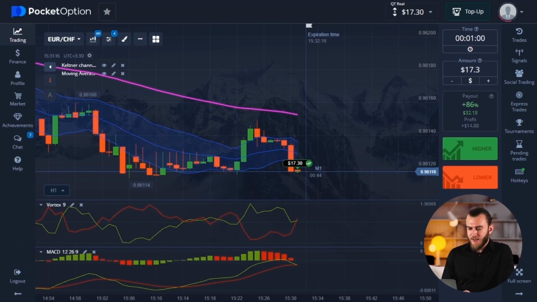Let's raise the investment size and observe the situation. There's a sense that the Vortex is greatly delayed with signals. However, let's wait and see. There is a possibility that a notable decrease will continue, thus providing clarity on the situation.